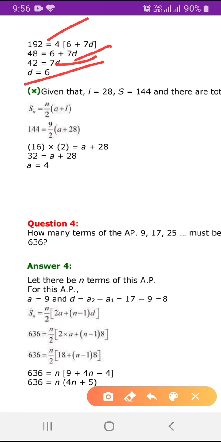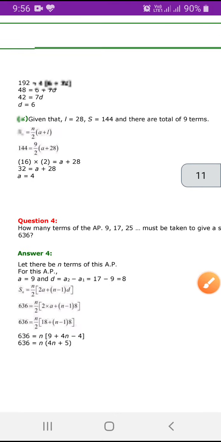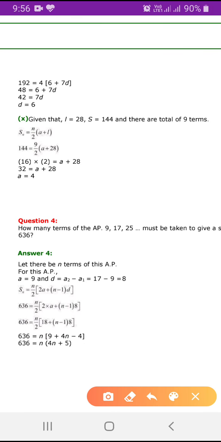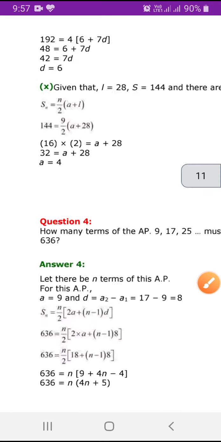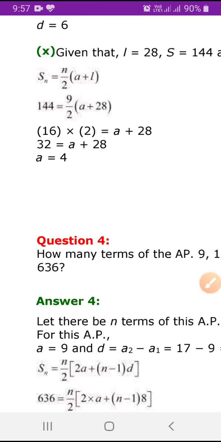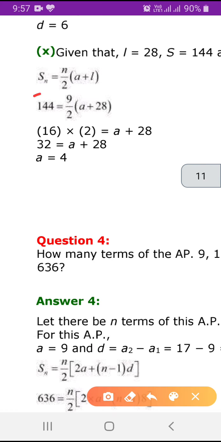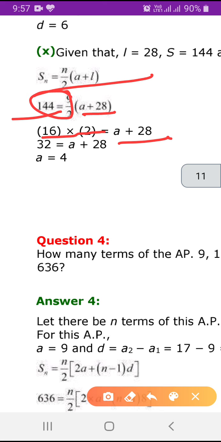Part 10th, we have given l equal to 28, Sn equal to 144 and total terms n equal to 9. L means last term equal to 28, and S means Sn equal to 144. Now we have the formula Sn equal to n by 2 into a plus l, where l means last term. Now 144 equal to 9 by 2 into a plus 28. After solving this, we get 16 multiplied by 2 equal to a plus 28 and 32 equal to a plus 28. And after solving, a equal to 4.